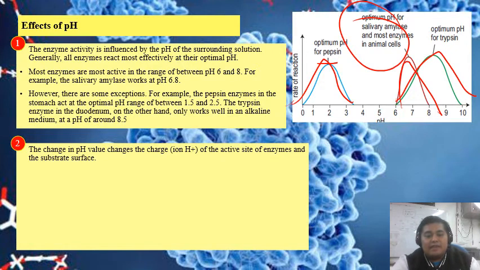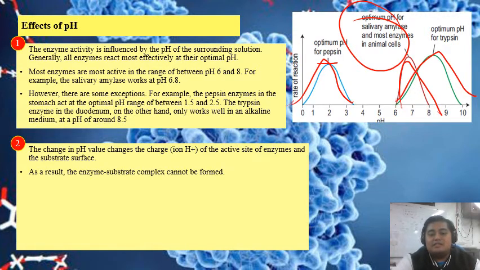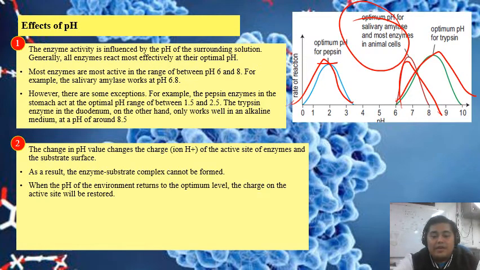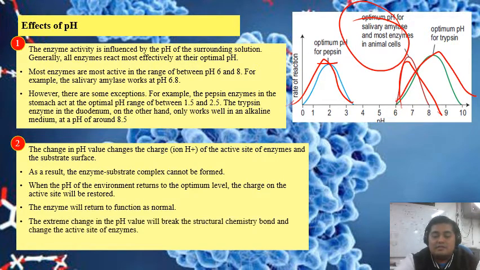So the change of pH value changes the charge, which is ion H plus, of the active site of the enzyme and the substrate surface. As a result, the enzyme substrate complex cannot be formed. When the pH of the environment returns to the optimal level, the charge on the active site will be restored and the enzyme will return to function as normal. The extreme change in pH value will break the structural chemical bond and change the active site of the enzyme.